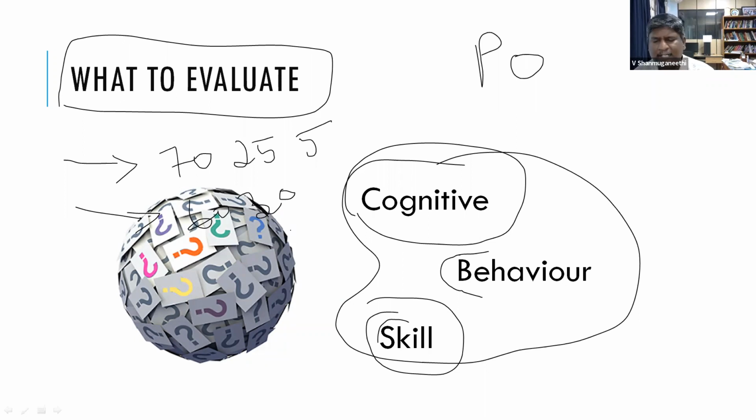Suppose I would like to deliver a lecture on how to swim. Cognitive alone is not possible. The person has to practice. So practice, the skill, is very much important. Then attitude also affects it. So each PO has this combination. That is what the graduate attribute is.